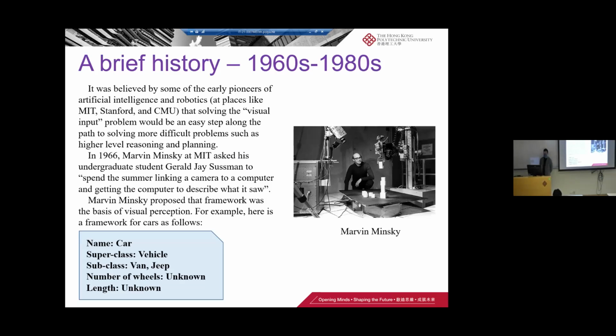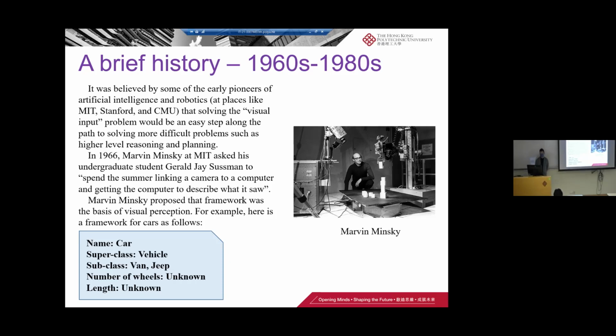Okay, so let me give you a brief history of computer vision. It started from the early 1960s. At the very beginning, when people were talking about computer vision, there were many pioneers, like scholars from MIT, Stanford, and CMU. They all thought computer vision should be an easy problem.